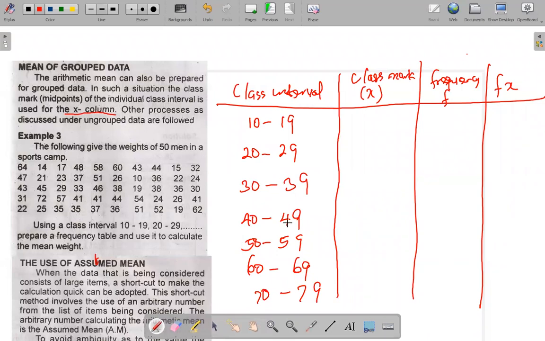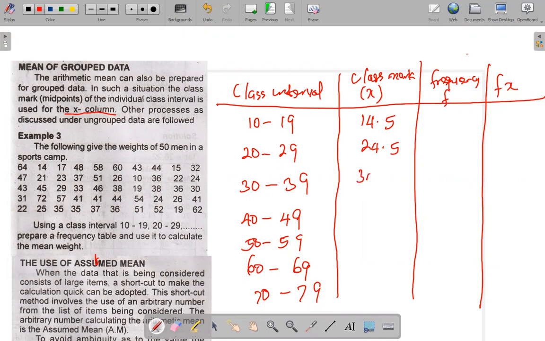Okay, now the next thing is to calculate the class mark for each of the class intervals. So as I said earlier, the class mark is obtained by the summation of the lower class limit and the upper class limit, then divided by 2. 10 plus 19 divided by 2 is 14.5. 10 plus 19 is 29. 29 divided by 2 is 14.5. Then 20 plus 29, 49 divided by 2, 24.5. 30 plus 39 is 69 divided by 2.